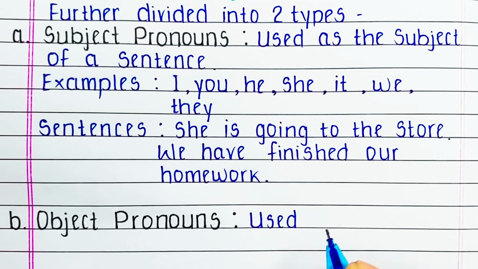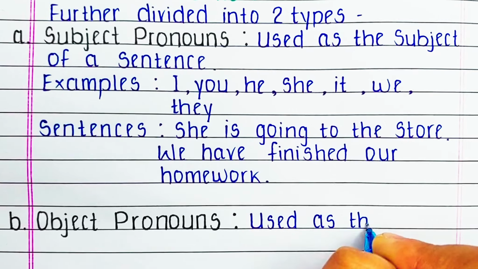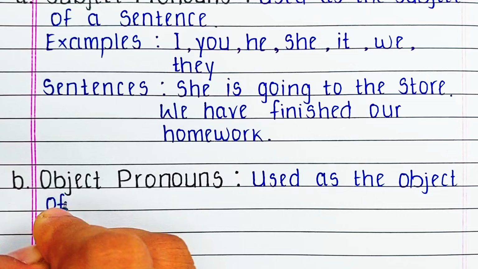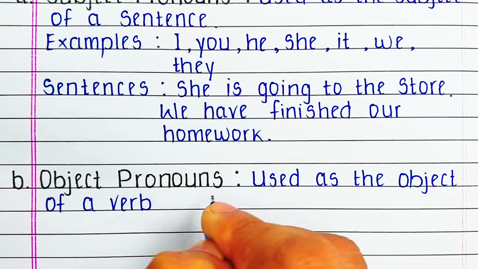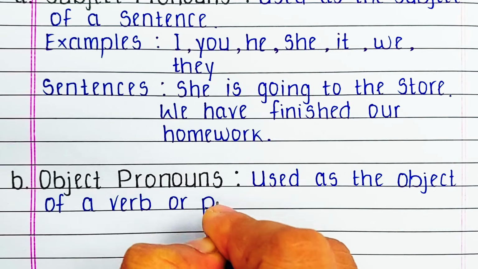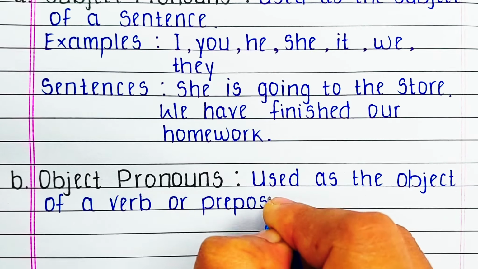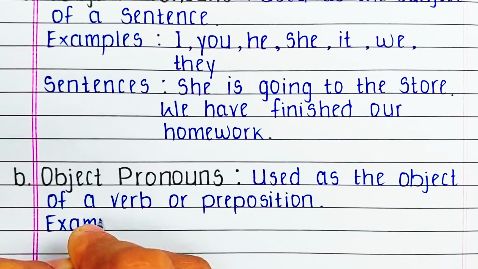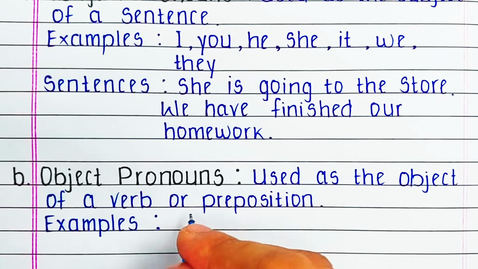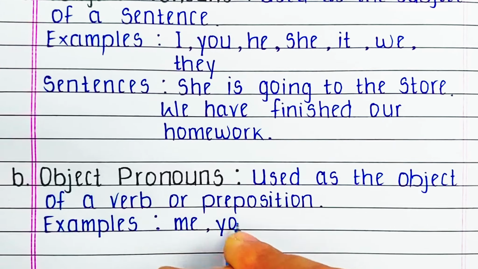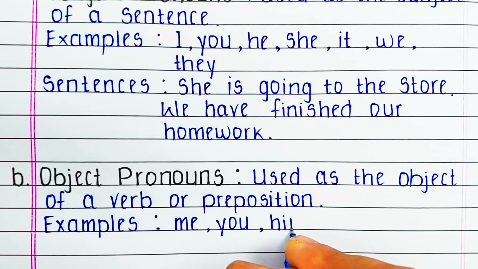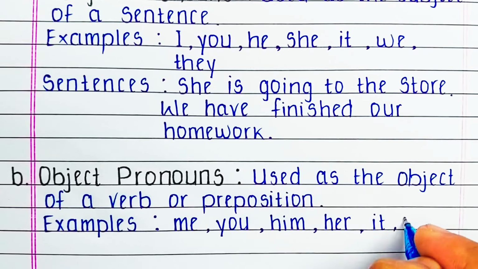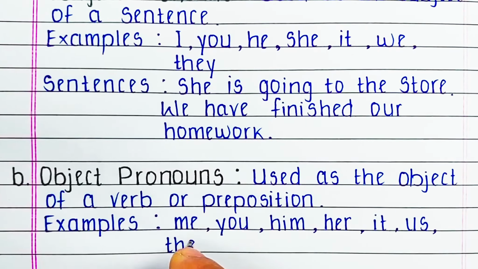Next type of personal pronoun is object pronouns. These pronouns are used as the object of a verb or preposition. Examples: me, you, him, her, it, us, and them.